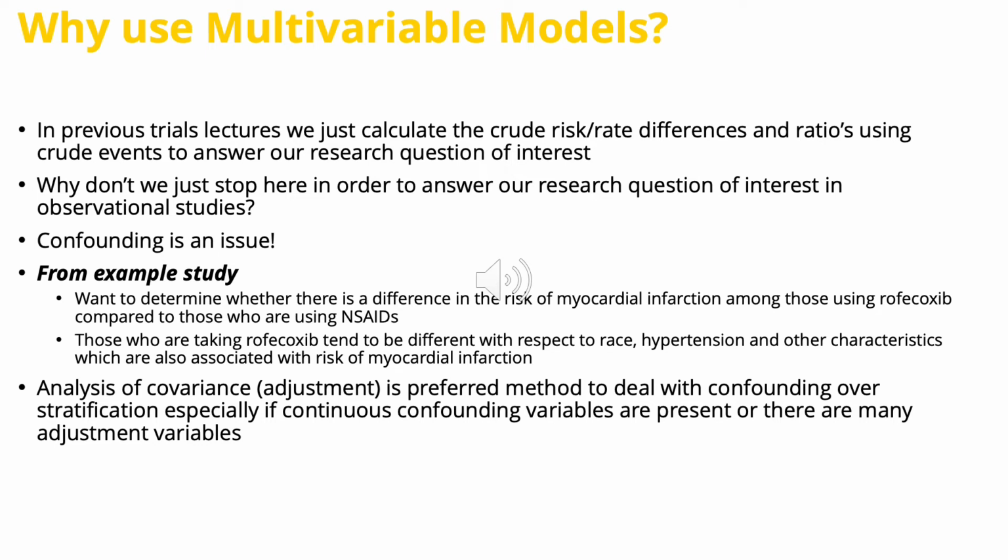Analysis of covariance, or adjustment, is the preferred method to deal with confounding rather than stratification, especially if continuous confounding variables are present or there are many adjustment variables. If you're looking at stratification, you can only deal with one confounder at a time, whereas statistical adjustment in a multivariable model allows you to account for multiple confounders at the same time, as well as continuous variables.